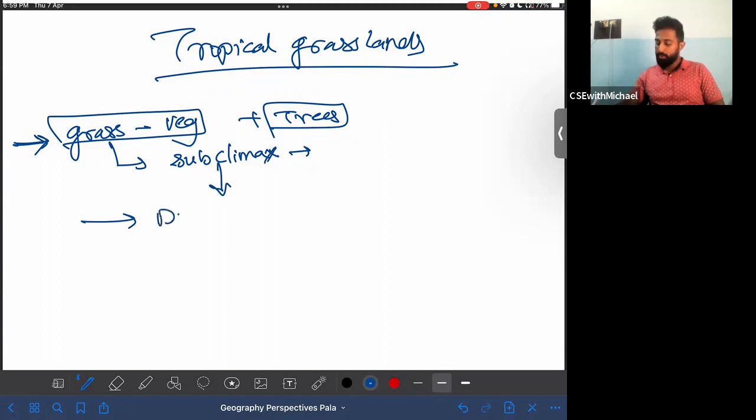Okay, there is a droughty subclimax. Drought is one reason why grass dominates the region. Other thing?